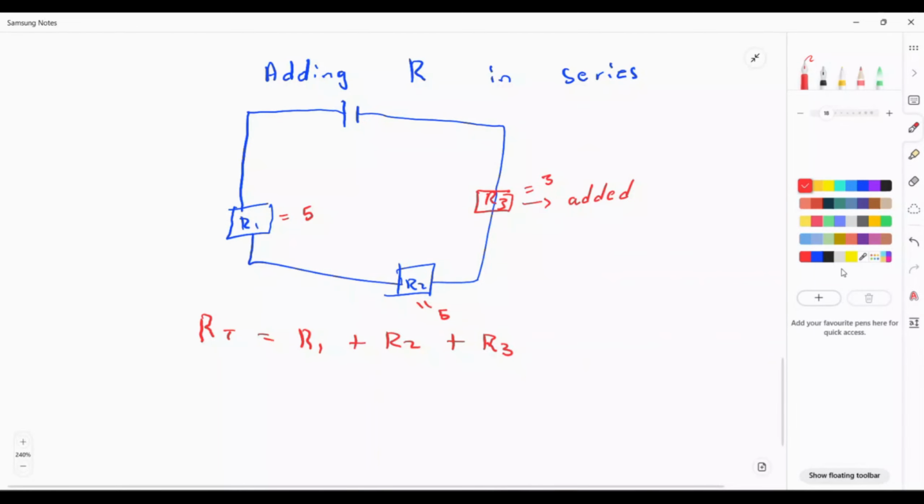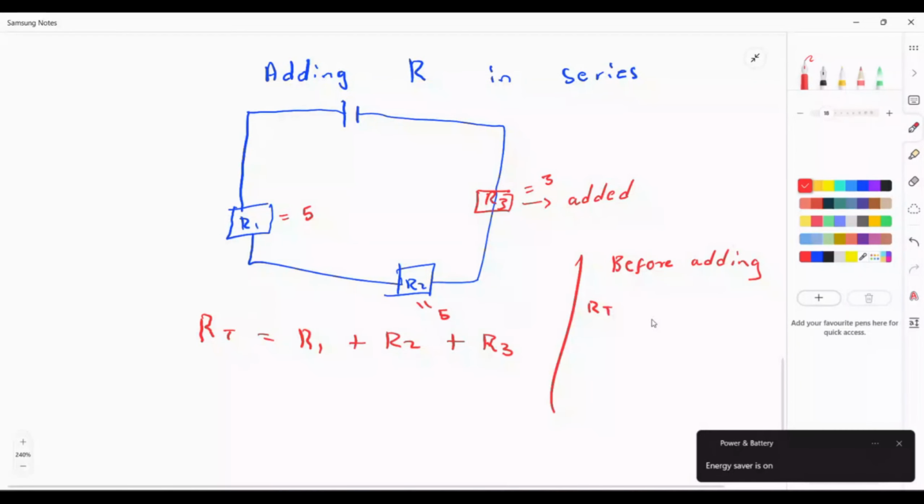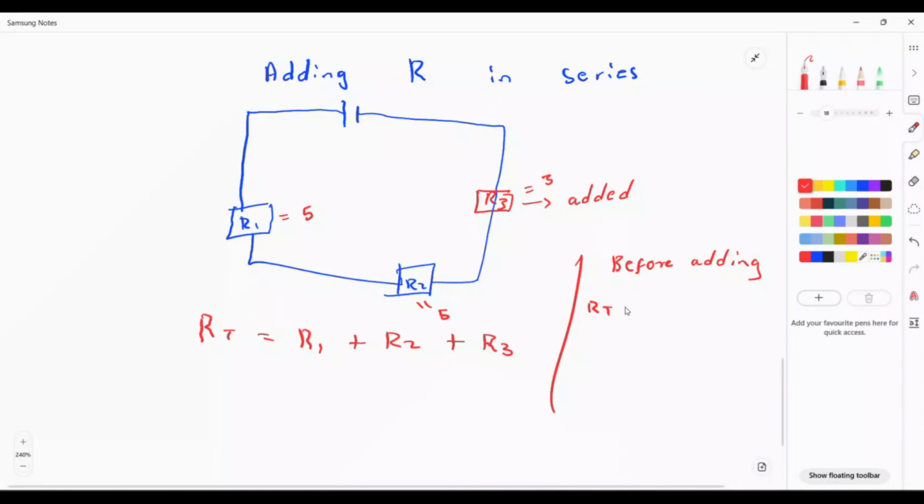Before adding, I'm going to calculate my total resistance. My total resistance was 5 plus 5, which gives me 10 ohms. This is my total resistance before any addition.